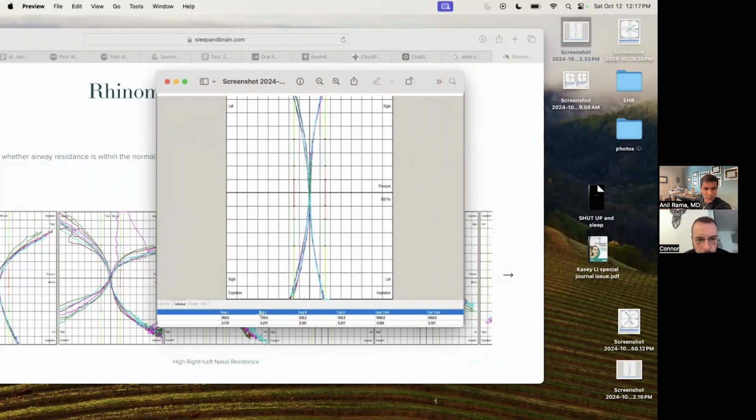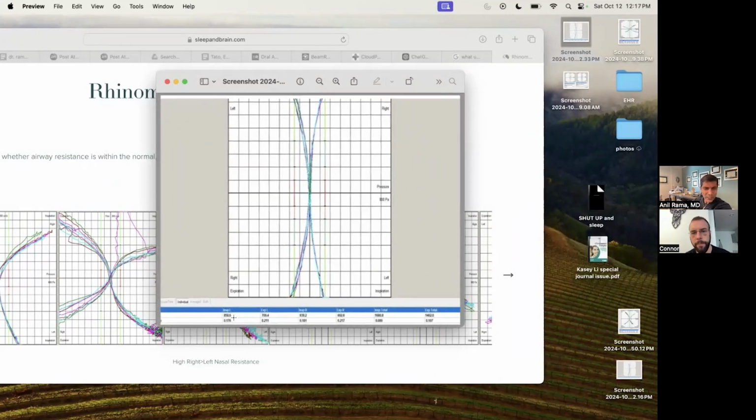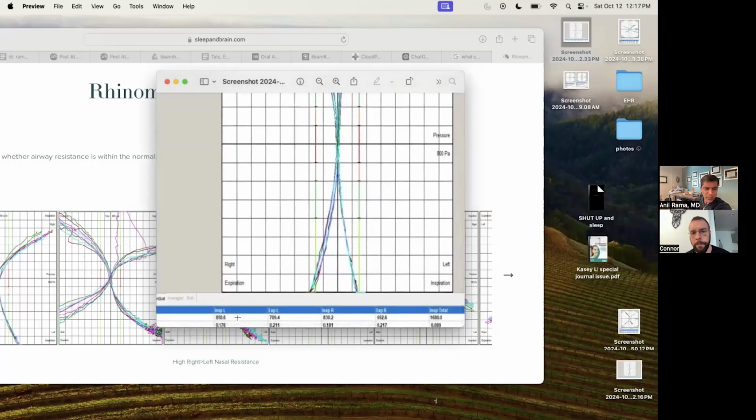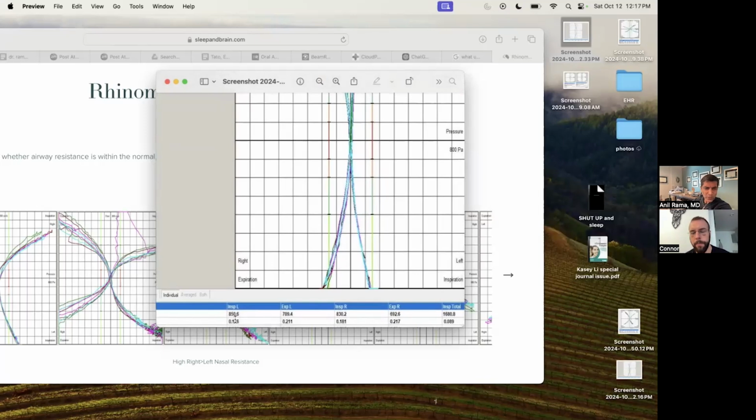Specifically here, do you see this? Inspire left nose, expire left nose, inspire right nose, expire right nose. That's in cubic centimeters per second. That's actually telling you the actual flow number. You notice this person is 850 cubic centimeters per second, inspiration through the left nose. Expiration through the left nose is 709, okay?